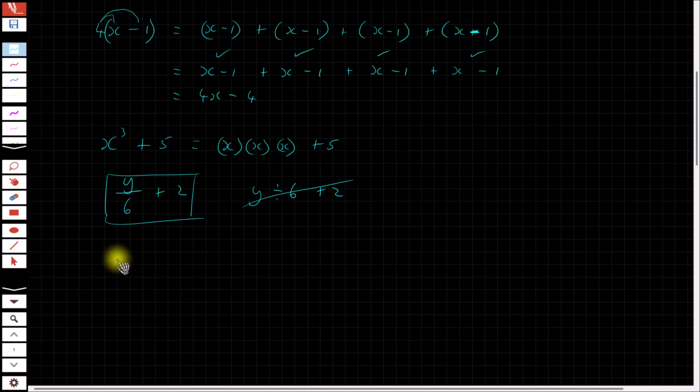Okay, what about y plus 2 over 8? This can be written as y over 8 plus 2 over 8, because the 8 belongs to the y and it also belongs to the 2.